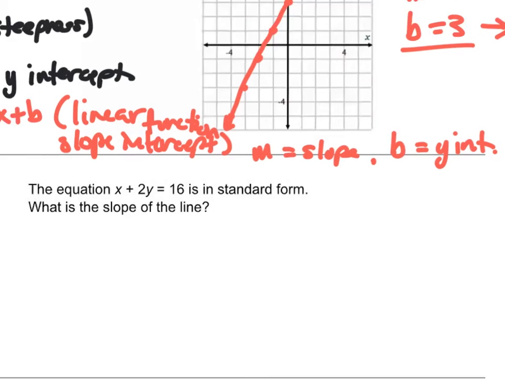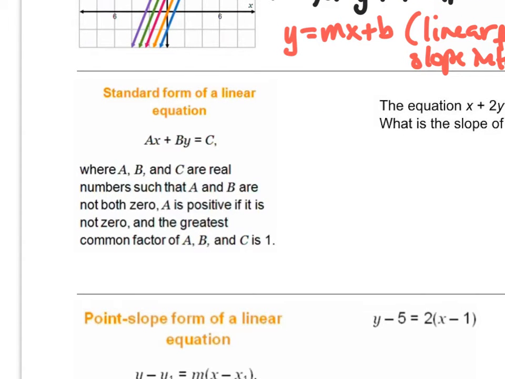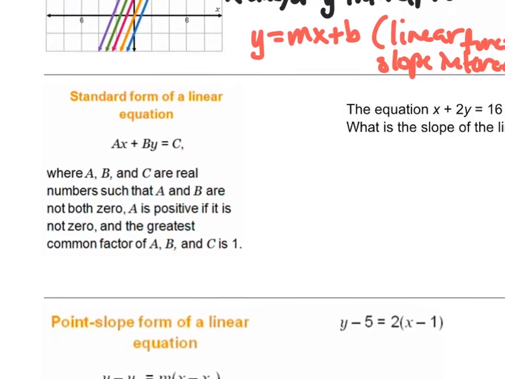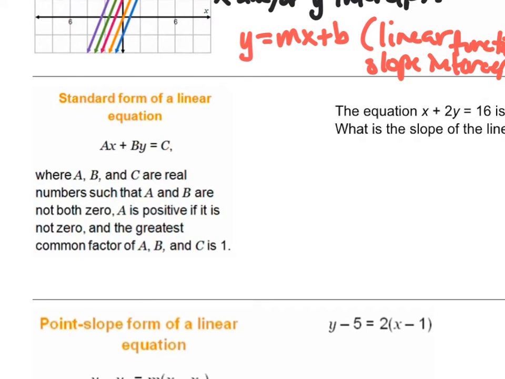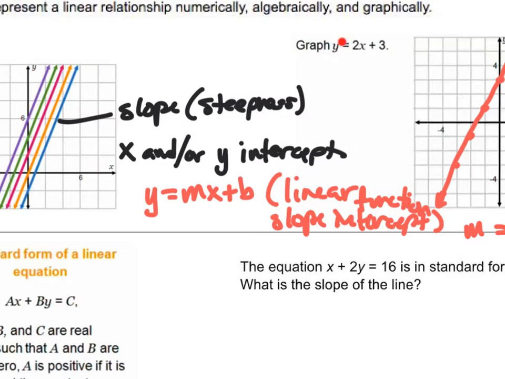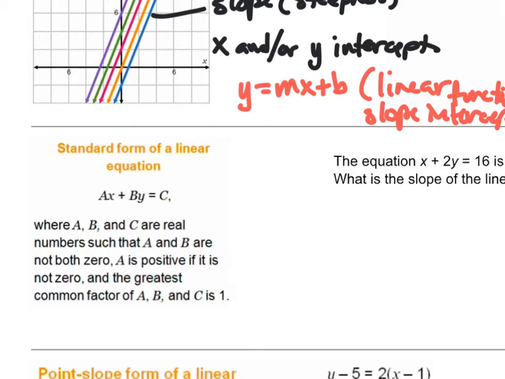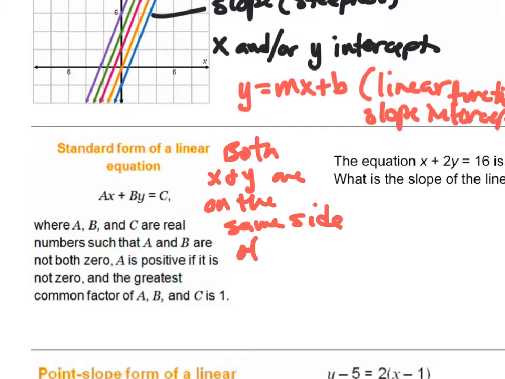All right, so kind of a review. We also have standard form of a linear equation, and that's where you have ax plus by is equal to c. a, b, and c are real numbers, such that a and b are not both 0. A is positive. Basically, what this means is that you've got x and y on both sides of the equal sign, so x and y are on either the left or right side of the equal sign. When you had slope-intercept form, you had solved that equation for y. That's the only difference. So all I'm going to say for standard form is that both x and y are on the same side of the equal sign.